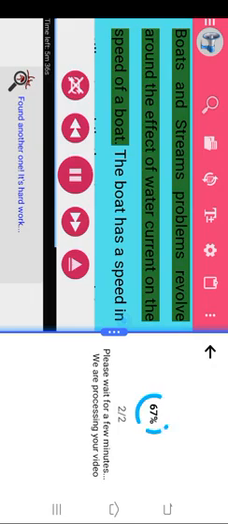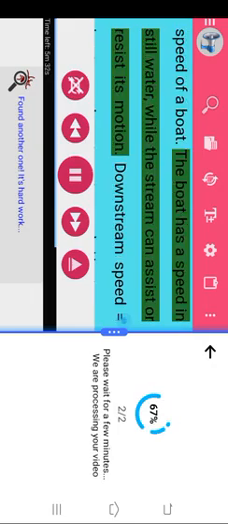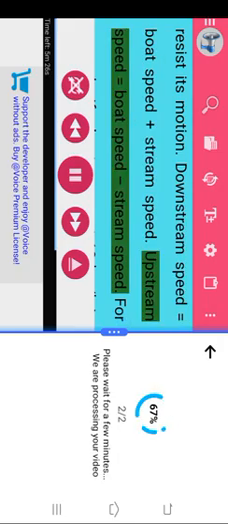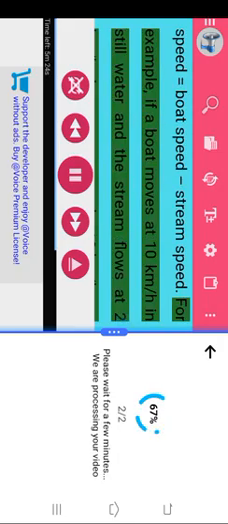Boats and streams problems revolve around the effect of water current on the speed of a boat. The boat has a speed in still water, while the stream can assist or resist its motion. Downstream speed equals boat speed plus stream speed. Upstream speed equals boat speed minus stream speed. For example, if a boat moves at 10 kilometers per hour in still water and the stream flows at 2 kilometers per hour, downstream speed equals 12 kilometers per hour, upstream equals 8 kilometers per hour.